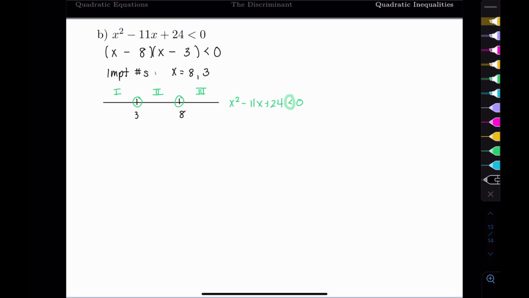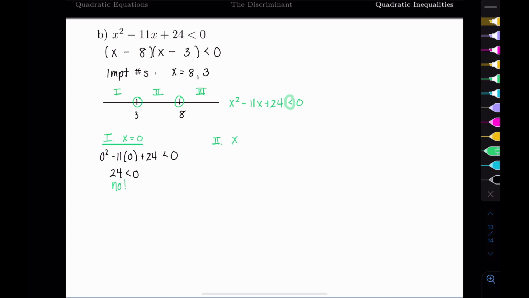All right. Now from here, let's pick something from interval 1. 0 happens to be less than 3, so that's always a nice number to use. This would be 0 squared minus 11 times 0 plus 24 is less than 0. This tells us 24 is less than 0. So unfortunately, interval 1 does not work.